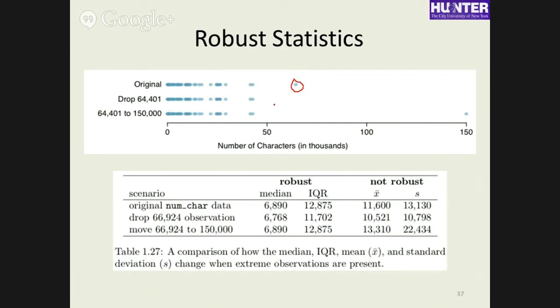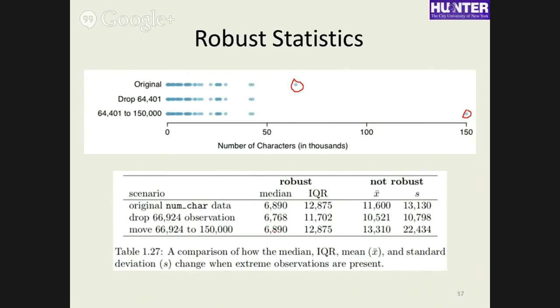The scenario here was that we just drop that point. We decide that it's an outlier and it's no good, and we drop it and see how that changes the median, the IQR, the mean, and the standard deviation. And then the final scenario is that you actually change it to be a much more extreme outlier. So you take it from 64,000 to 150,000 just to see how much that changes these estimates.